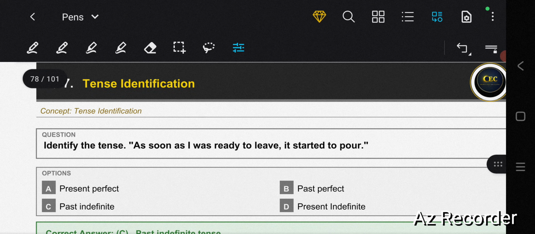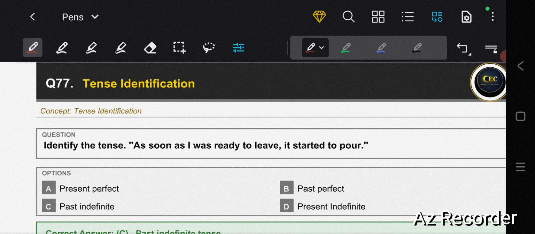Next question, 77, tense identification. As soon as I was ready to leave, it started to pour. What are the leading verbs over here in the sentence? As this is not a simple sentence, so we have more than one finite verb. It means there will be at least 2 leading verbs in the sentence and 2 subjects also. Was is the leading verb of this part of the sentence, and here we see the subject I, and there is started, the another verb for the subject it, and pour is the infinitive one.